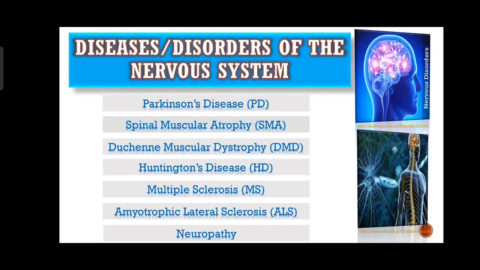Today, I will be talking about a few types of diseases or disorders of the nervous system, such as Parkinson disease, spinal muscular atrophy, Duchenne muscular dystrophy, Huntington disease, multiple sclerosis, amyotrophic lateral sclerosis, neuropathy. In this video, I will only be talking about Parkinson disease, and do watch the other diseases in other parts of my videos.